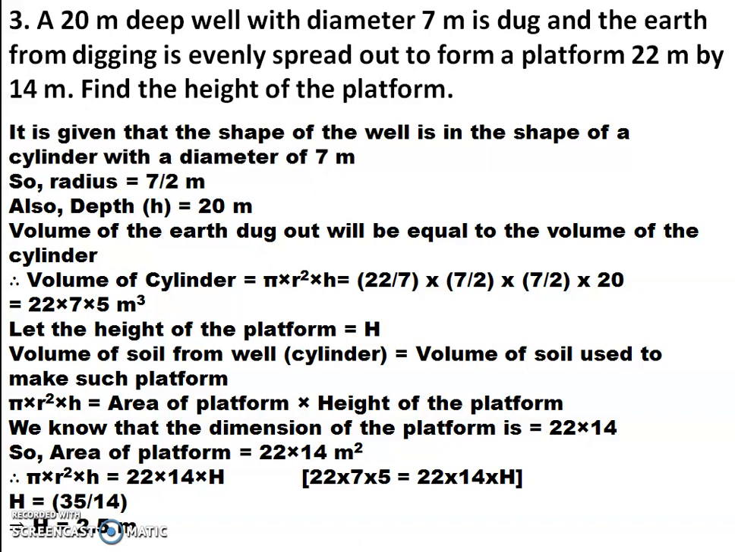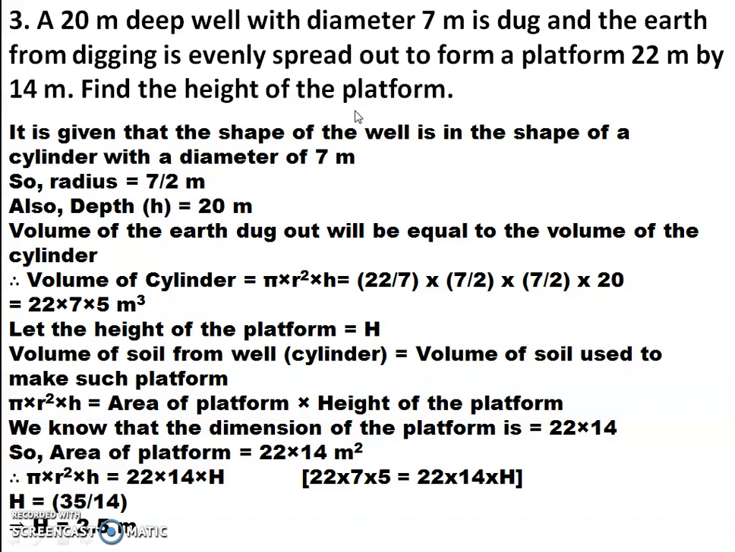Students, you can take the shape of the platform as a cuboid. So here, the deep well is in the form of a cylinder. Height of the cylinder is 20 meter, diameter of the cylinder is 7 meter. Now what about the cuboid? Length is 22, breadth is 14. Find the height of the platform.